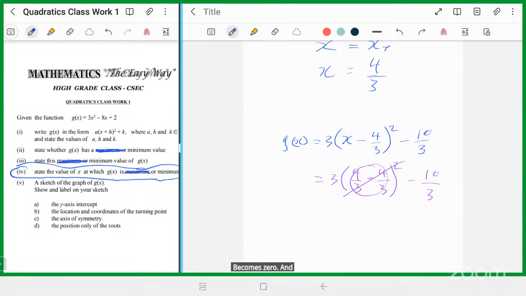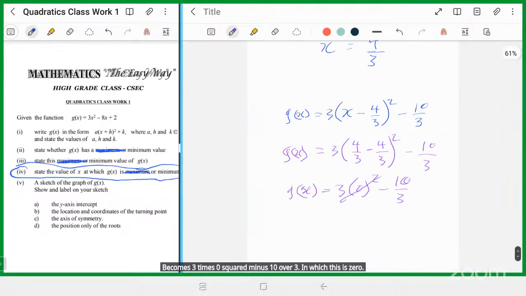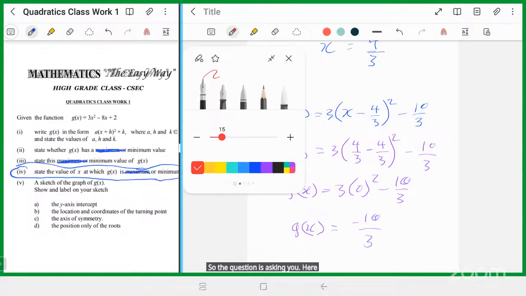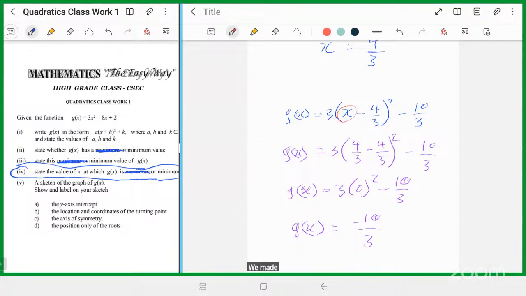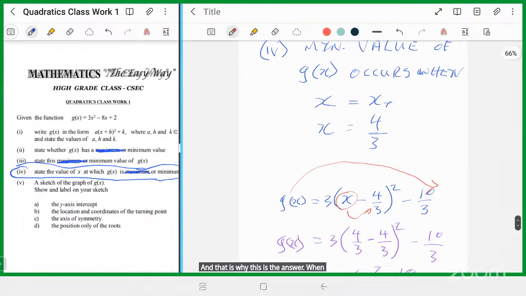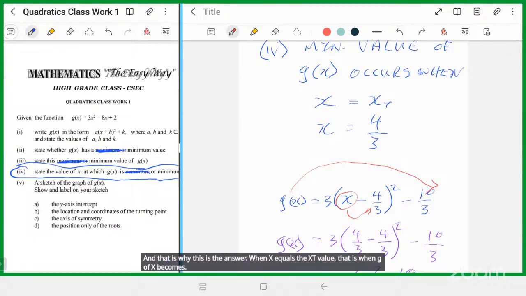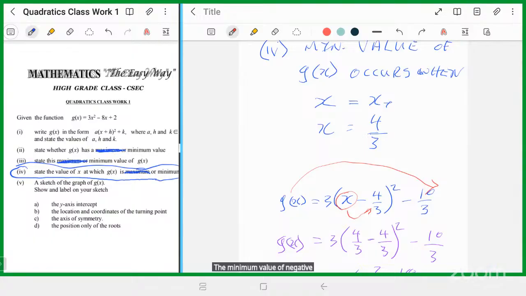And your g of x value becomes 3 times 0 squared minus 10 over 3, in which this is 0. So you're left with g of x equal negative 10 over 3. So the question is asking you here, what value of x will make g of x negative 10 over 3, where negative 10 over 3 is that minimum value? That value of x is when the x equals the xt value. And that is why this is the answer. When x equals the xt value, that is when g of x becomes the minimum value of negative 10 over 3.